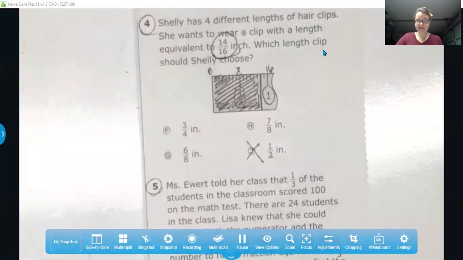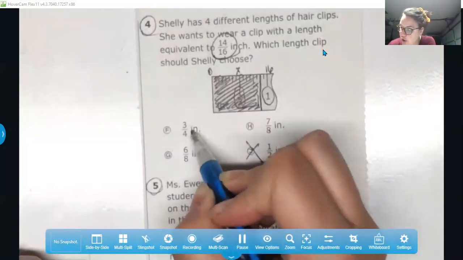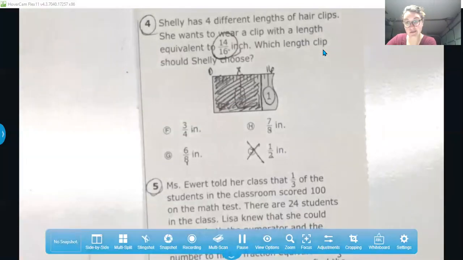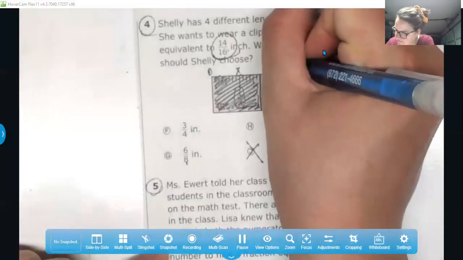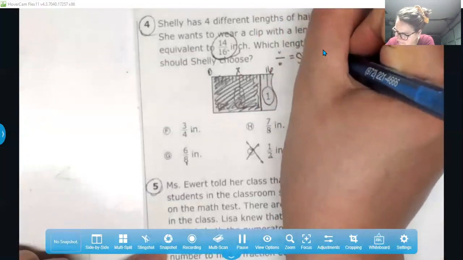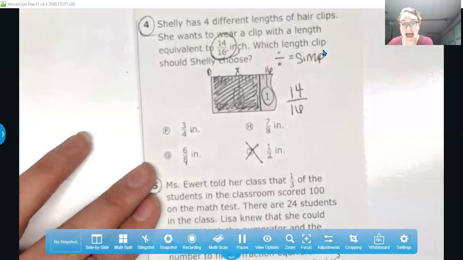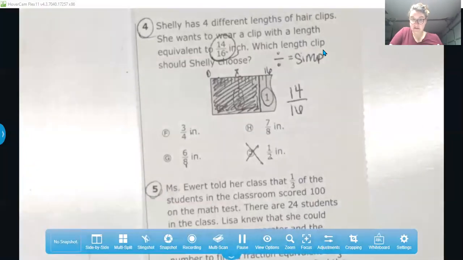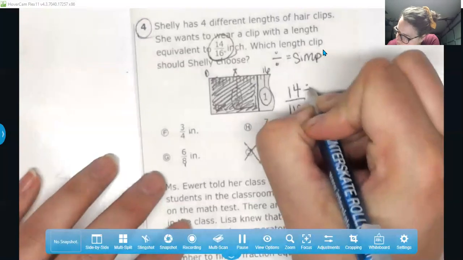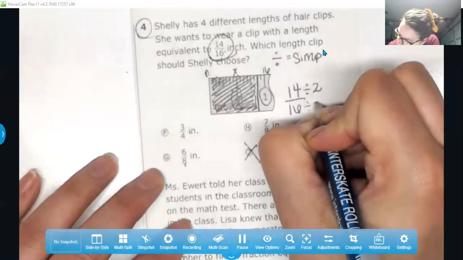So it asks us, which length should Shirley choose? These are all lower than 14/16. So let's do a little bit of division to simplify, because division equals simplify. So 14/16. I know immediately, because both of these numbers are even, that 2 can go into both of them. So I'm just going to start with 2, see where it gets us. Divided by 2, divided by 2.